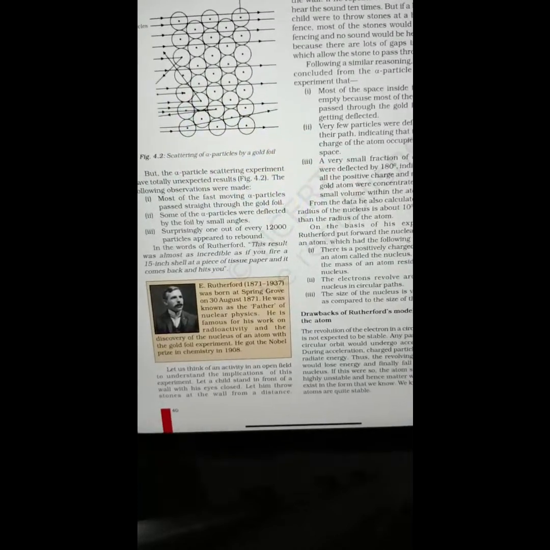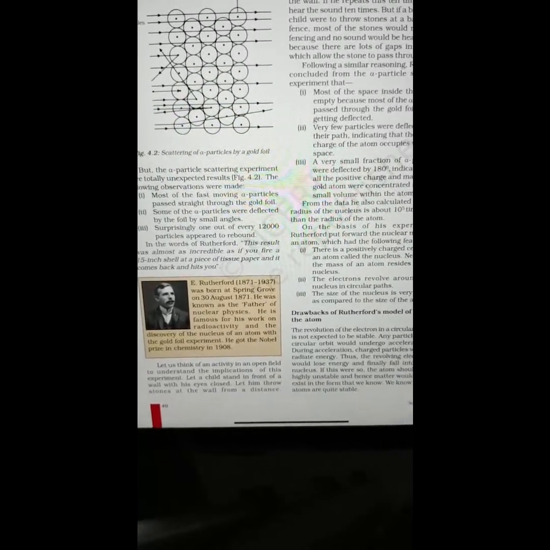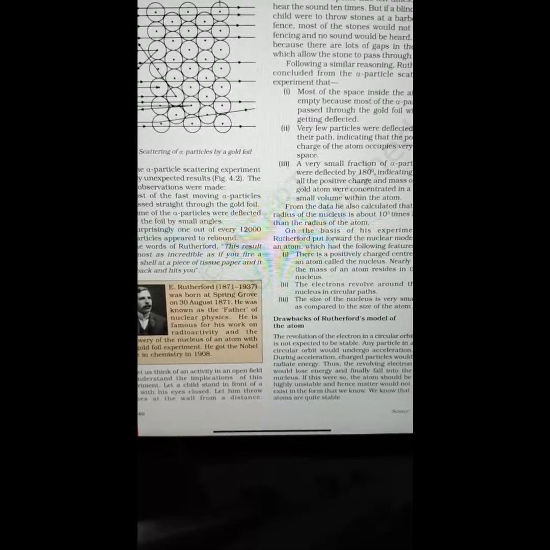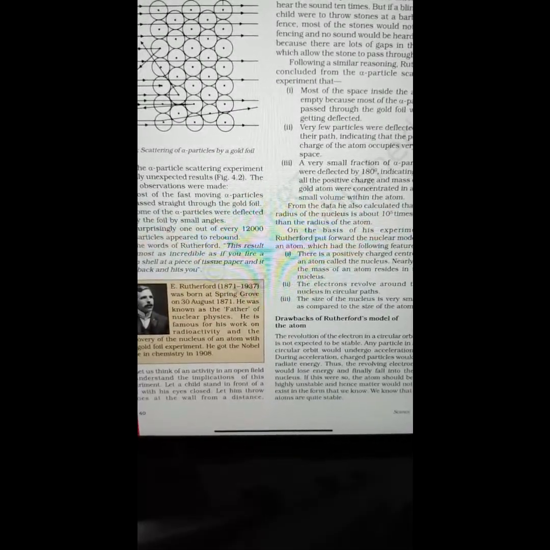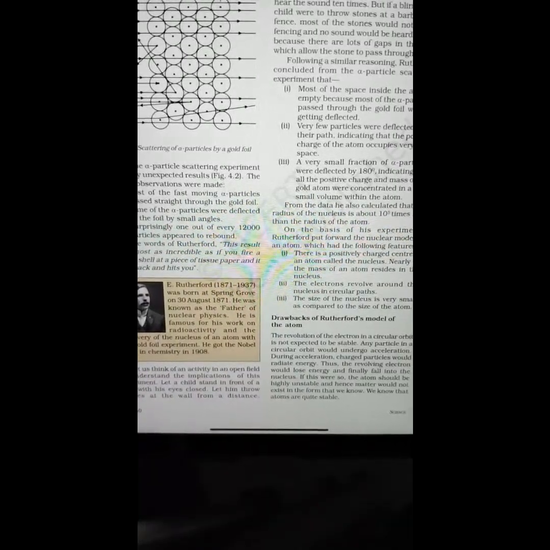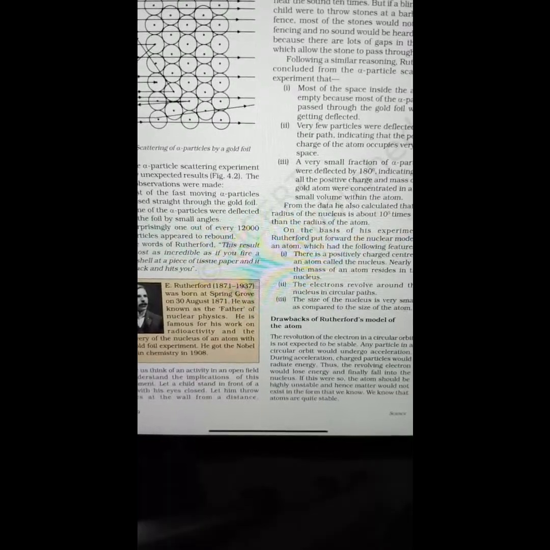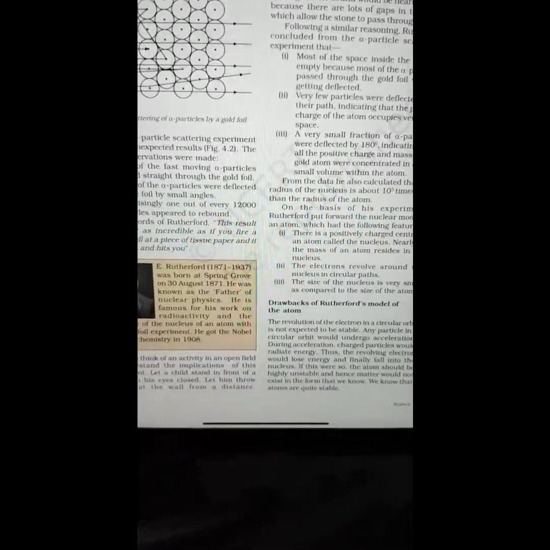Now let's read this yellow block. E. Rutherford, 1871 to 1937, was born at Spring Grove on 30th August 1871. He was known as the father of nuclear physics. He is famous for his work on radioactivity and the discovery of the nucleus of an atom with the gold foil experiment. He got the Nobel Prize in Chemistry in 1908.